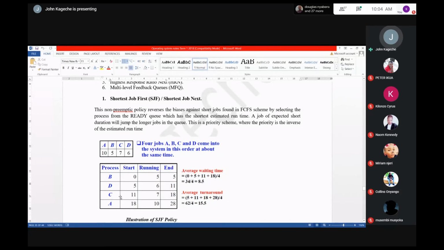Again, now you go to process C, which is basically 7. That time will be at 11. After 11, maybe 11 minutes.